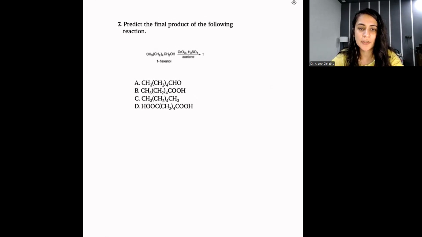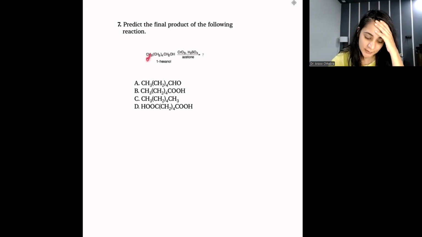Predict the final product of the reaction. So we have Jones reagents. These are oxidizing reaction conditions. If you really think about it, we have CH3, CH2, whole 4, CH2OH, which really means that we have CH3, CH2, whole 4, C1OH. Just this carbon will fully get oxidized to carboxylic acid, and that's why that is the correct answer for that problem.